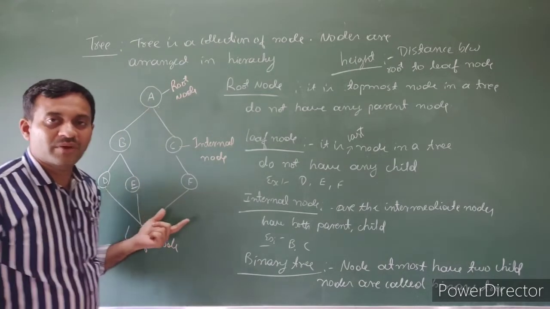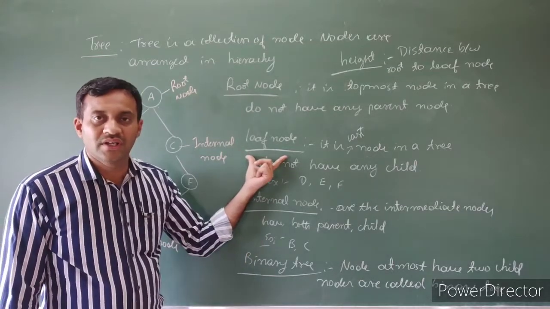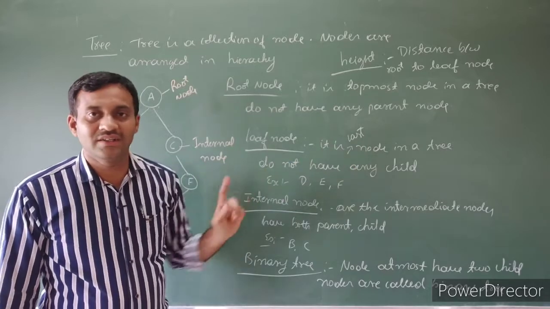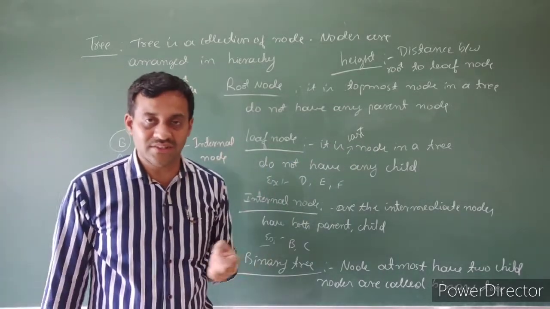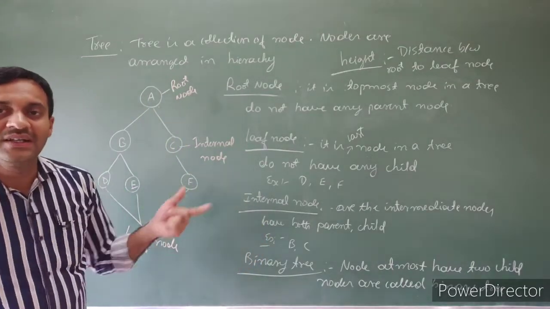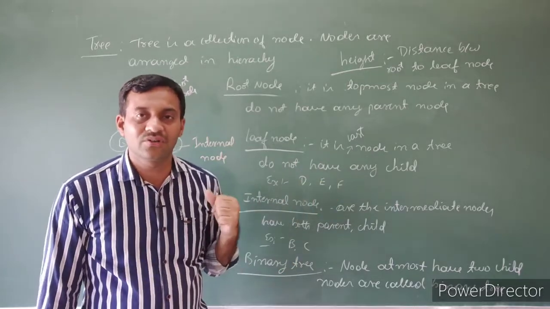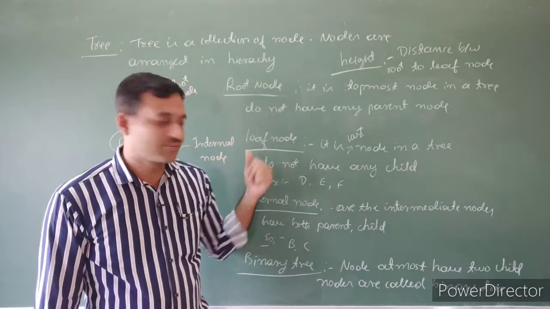Then one more type of node in a tree is the leaf node. Here leaf nodes are the last nodes in a tree. These are the last nodes in a tree and do not have any descendants. See here, D, E, F are examples of leaf nodes, which do not have any child nodes. These are the last nodes in a tree, called leaf nodes.